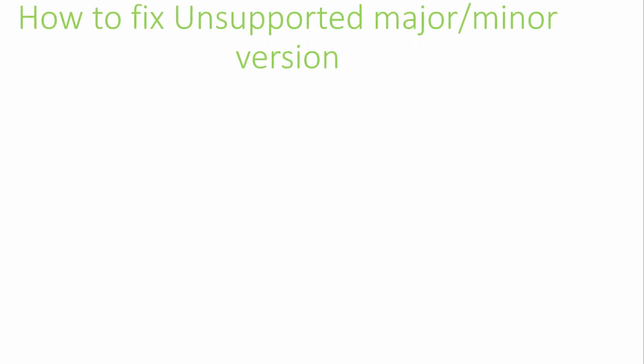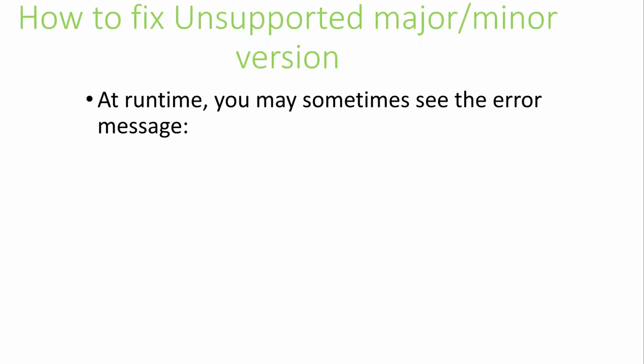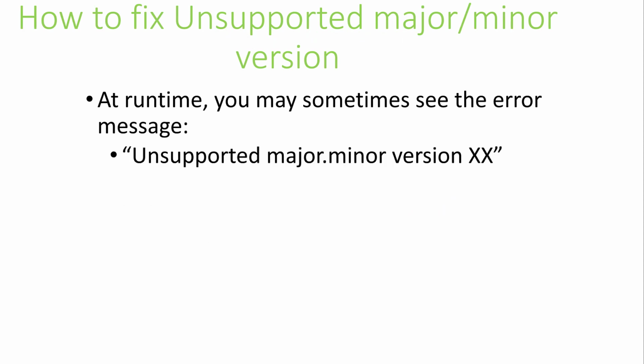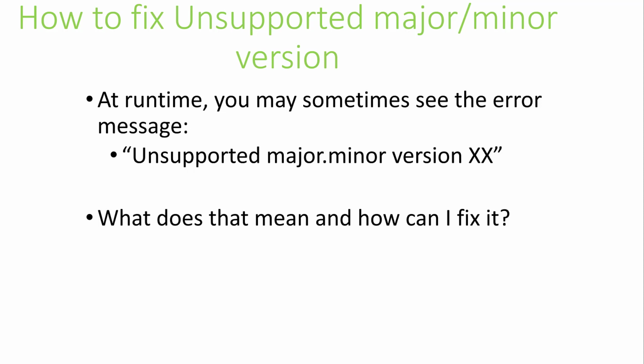So the question we address in this video is, how can you fix the unsupported class version error exception when you run Java code? Sometimes when you execute a Java application, whether it's code that you wrote, your team wrote, or someone else provided to you, you sometimes get the following error. Unsupported major.minor version XX, where XX is some decimal number. What does this mean and how can you fix it?